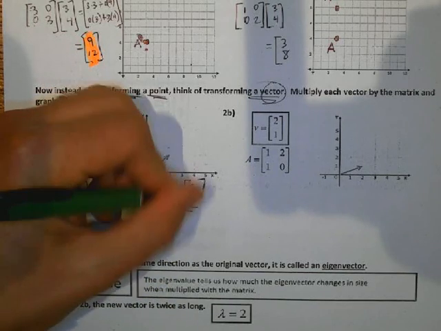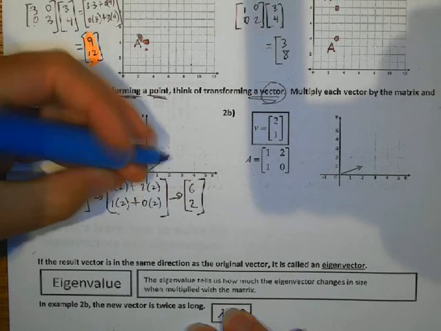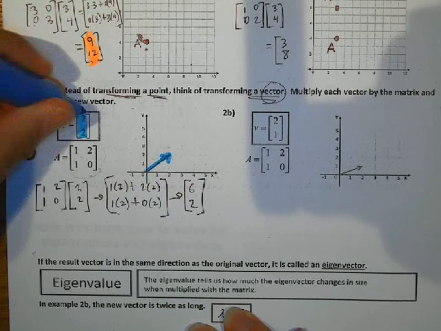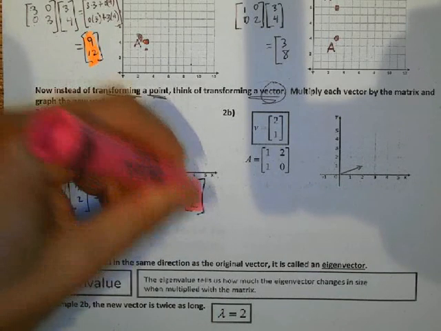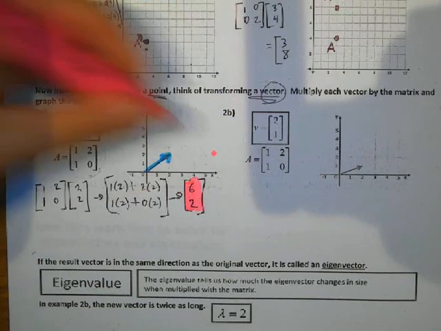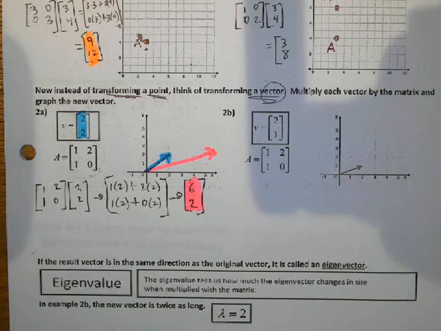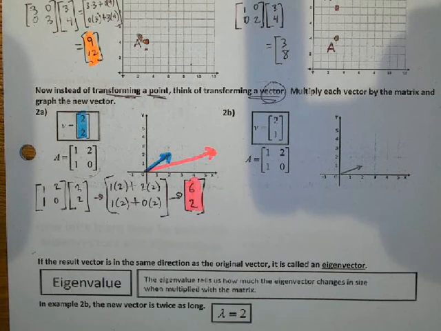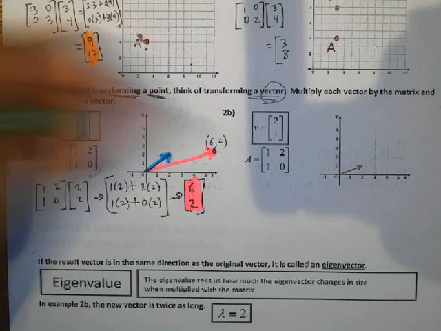So here's the old vector. I'm going to do that in blue. And here's the new vector, 6, 2. So it means I go over 6 and up 2. Okay, so my transformation of this vector has taken me to this new point. This new point is 6, 2.